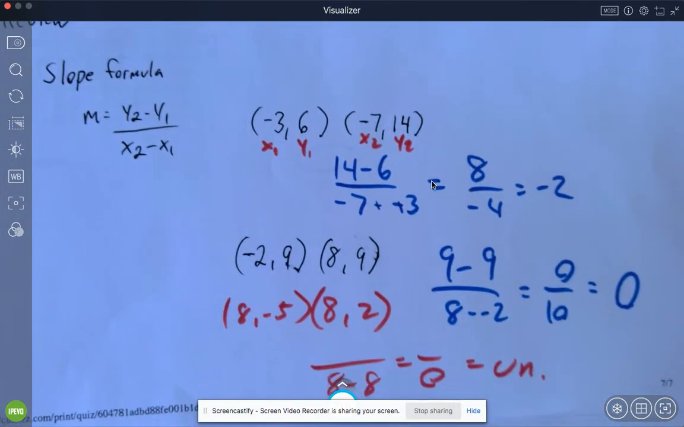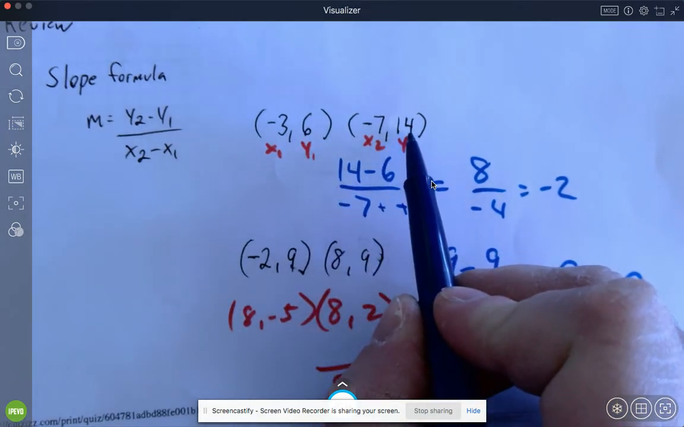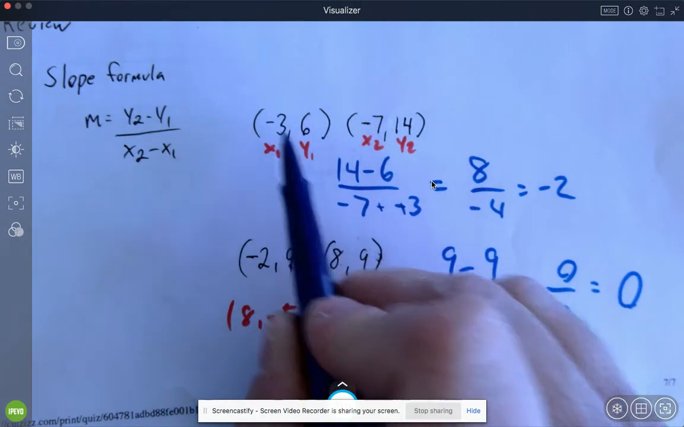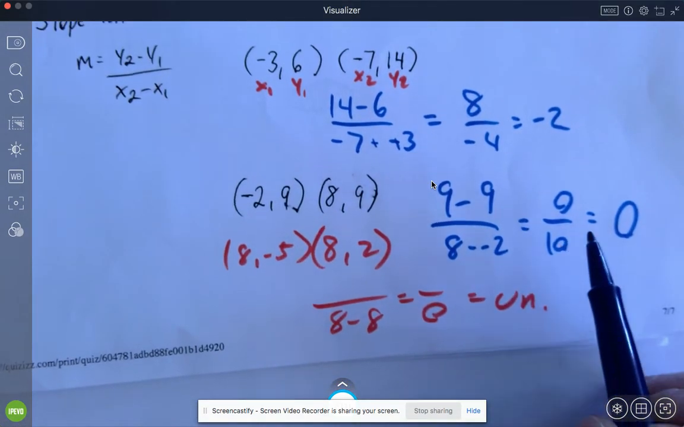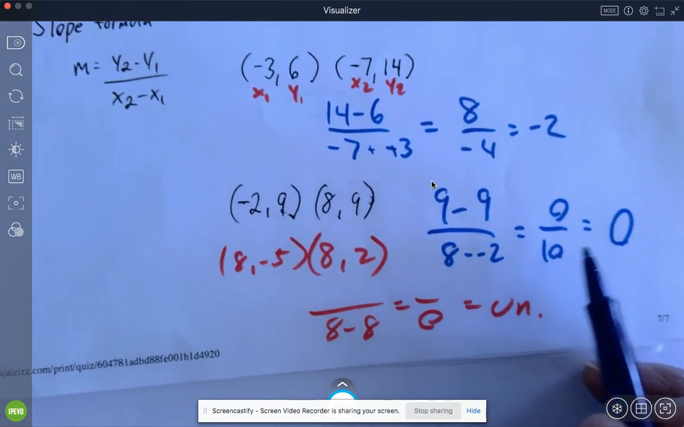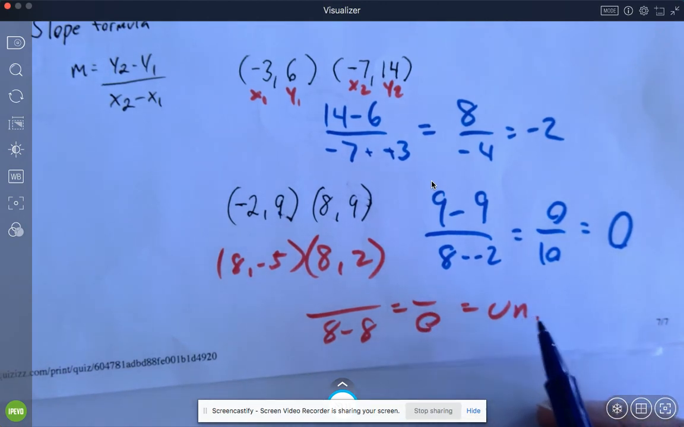Don't forget this on the test today too. Slope formula. You do y2 minus y1, 8 minus -4 over -7 minus -3, which is -2. If you have any on the test, hint, hint, wink, wink, there's one of them that will either have a 0 at the top, that slope is 0. If the 0 is at the bottom, that slope's undefined.